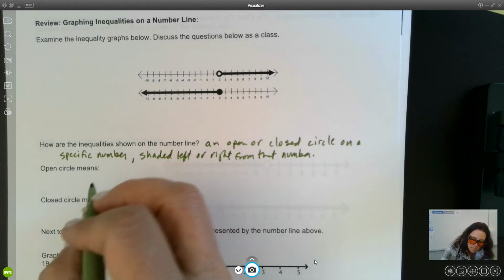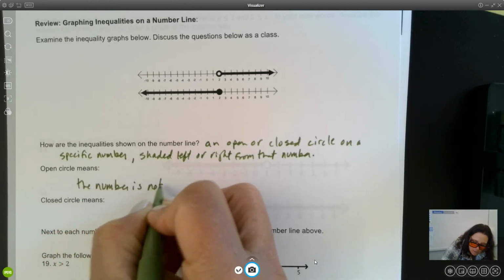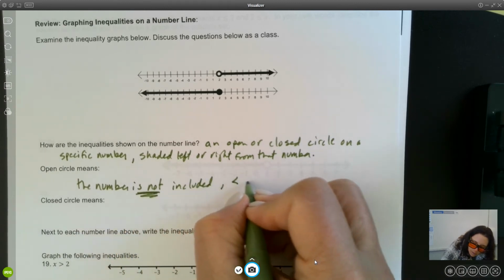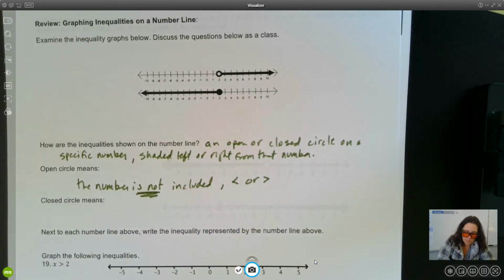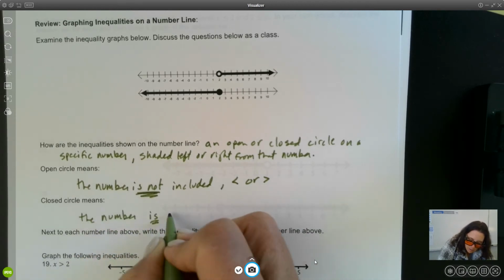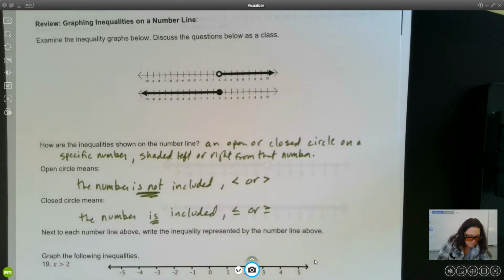An open circle means the number is not included. Okay, that would be this symbol or that symbol. A closed circle means the number is included. That would be this symbol or this symbol. Okay, so let's look back up at the two examples. Anybody think about the inequalities that would go with them? Okay, think about that for a minute.